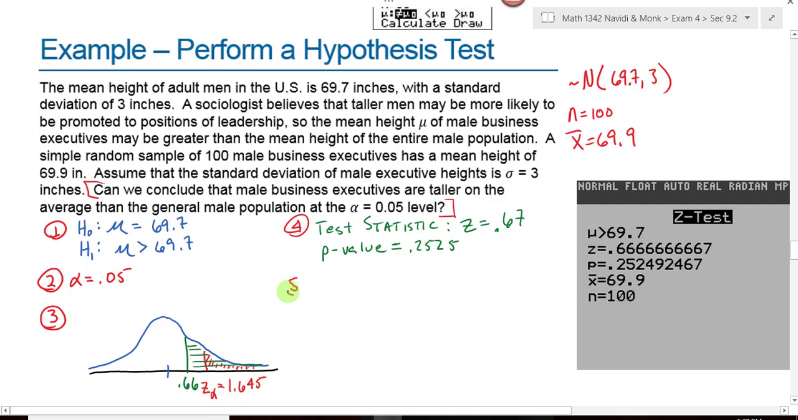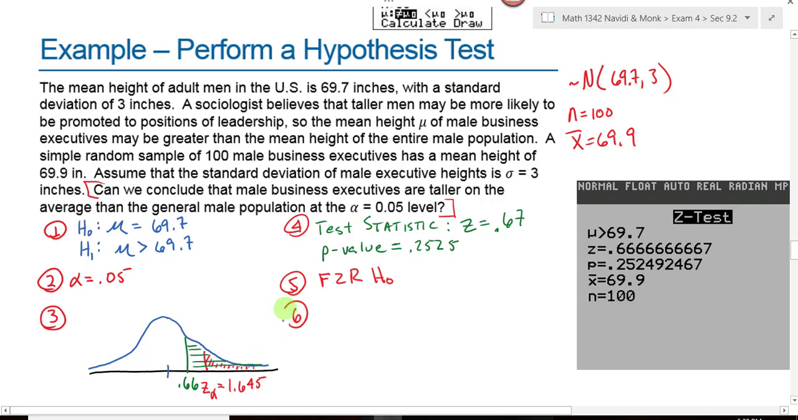So what will my decision be? I failed to reject the null hypothesis because my test statistic's over here in the clear. It's not in my critical region. My p-value is huge. If the p-value is bigger than alpha, we fail to reject the null hypothesis, but I think it's easier to tell by looking at the graph that if your test statistic, what I have in green here, did not fall in this red critical region, we would fail to reject the null hypothesis.